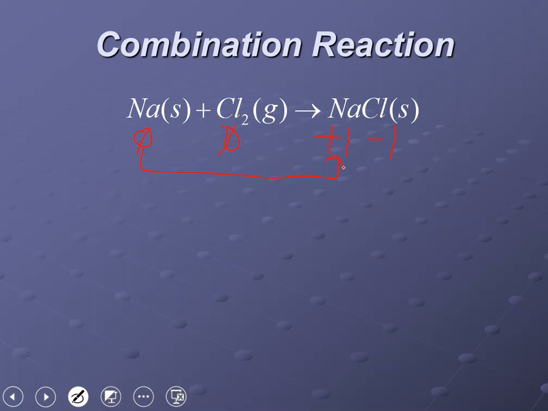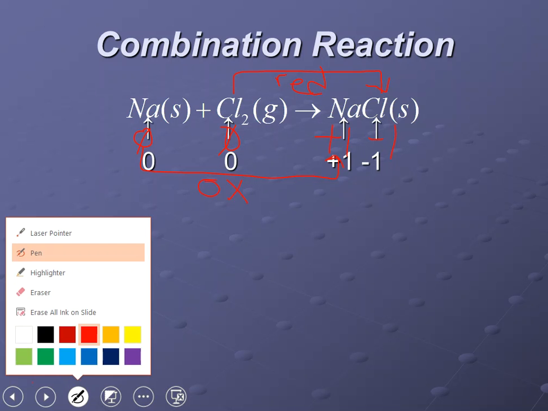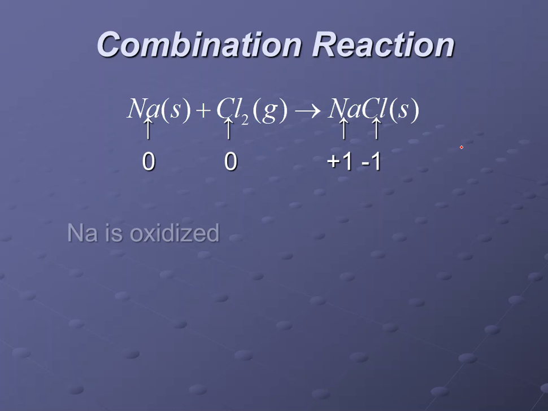So that is a loss of electrons, which means the sodium was oxidized, and the chlorine became more negative. It gained electrons, so this is what was reduced. All right, so I hope that helps a little bit. Wipe that screen clean so you guys can see what's on there. All right, so sodium was oxidized, chlorine is reduced.